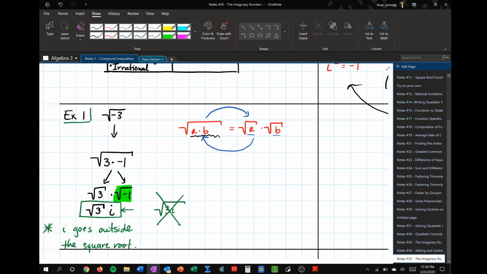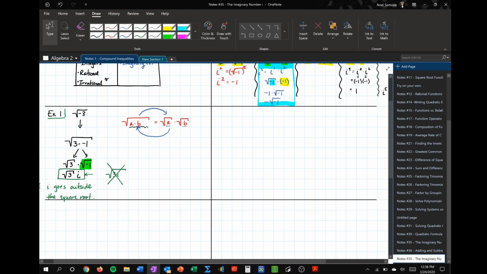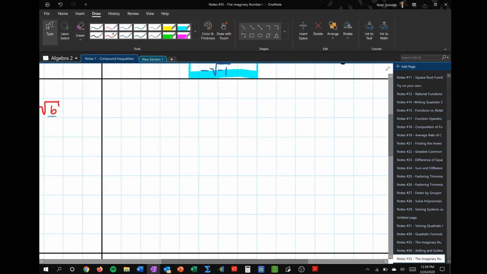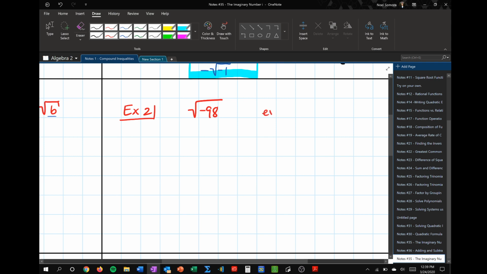All right, let's take a look at another example now. Let's take a look at example 2. Let me erase this. For example 2, we have something similar. It's the square root of -98. Okay, so a larger number now, but same idea, same concept. The first thing you want to do is extract the i. How do you know that you need to extract an i? It's because there's a negative inside the square root. That's how you know that you have to convert it.